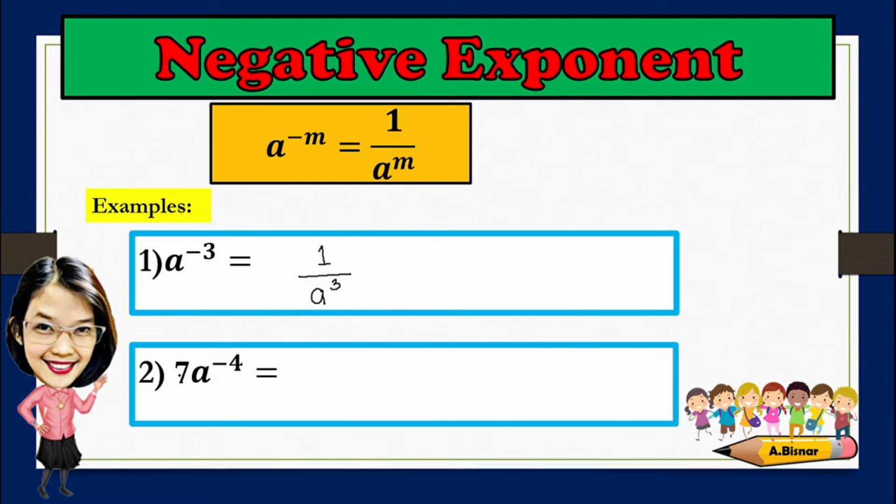For number 2, 7a raised to negative 4. As you observe, we have here a numerical coefficient which is 7, which means that the numerator will be 7. And a raised to negative 4 will be here on the denominator, and the negative 4 as its exponent will be positive 4. And so the answer will be 7 over a raised to the 4th power. So we will use this in our other examples.